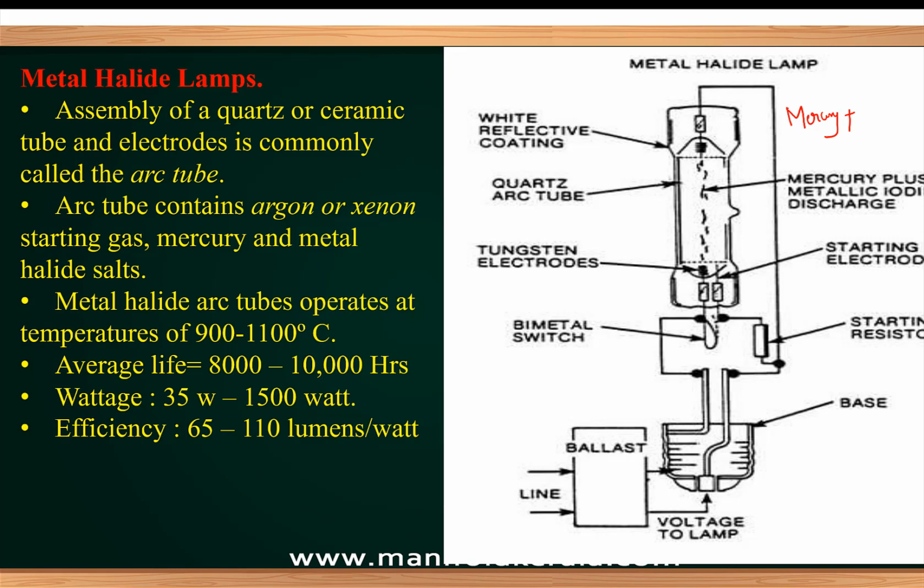The arc tube contains what? One inert gas, argon or xenon, as a starting gas, mercury, and metal halide salts. Every high intensity discharge lamp contains one inert gas for starting the arc, mercury for sustaining the arc, sodium in the case of sodium vapor lamps, and some metal halide salts in the case of metal halide lamps. In the case of HPMV, there is nothing else, just one inert gas and mercury only. Metal halide arc tubes operate at a temperature of 900 to 1100 degrees centigrade.